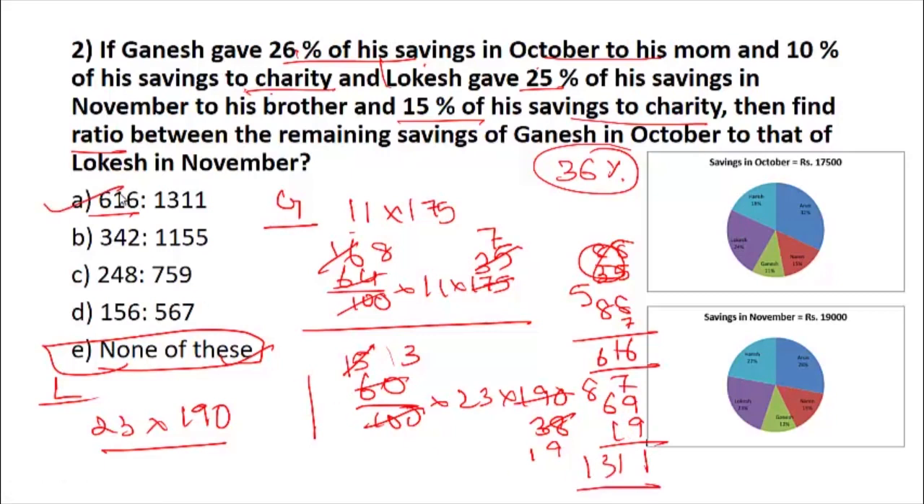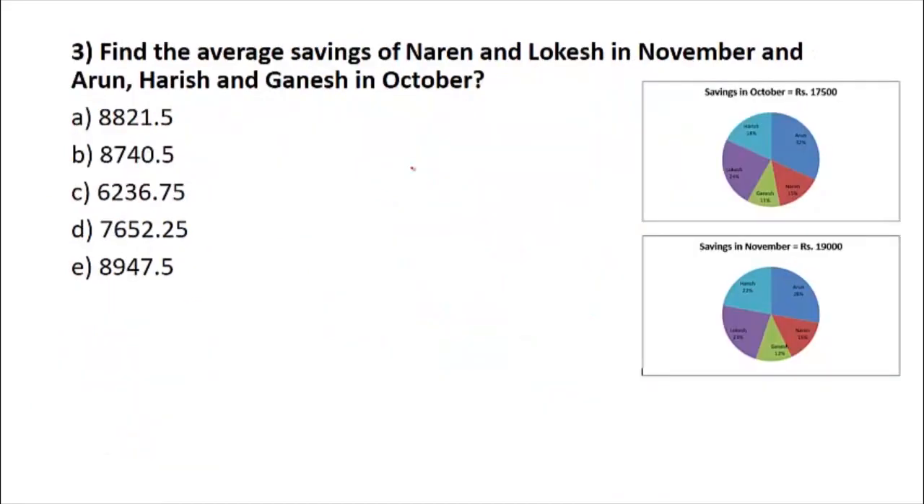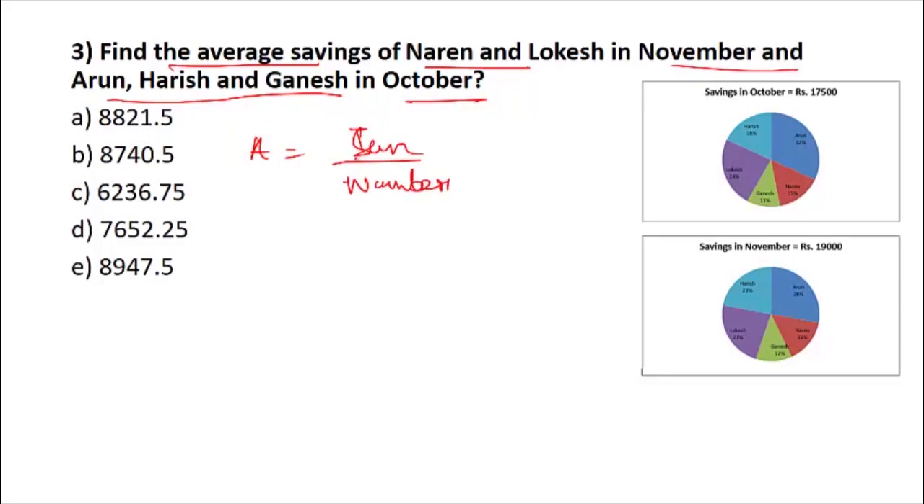I am trying to solve the problem as simple as possible. Okay, so let us go to question number 3. What they are asking you is, find the average saving of Naren and Lokesh in November and Arun, Haris and Ganesh in October. So what you have to do is find the average. For that, the average formula, as you know, is the sum divided by the total number. Okay, so first we have to find the sum.